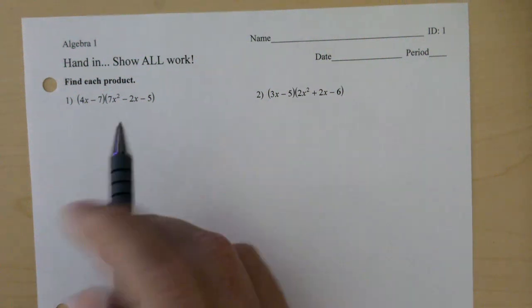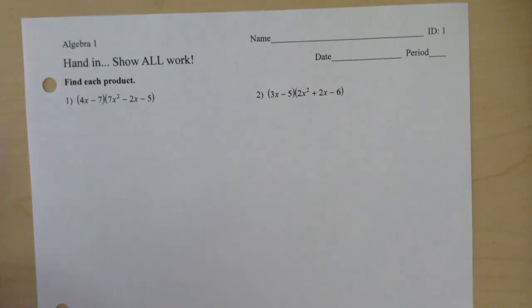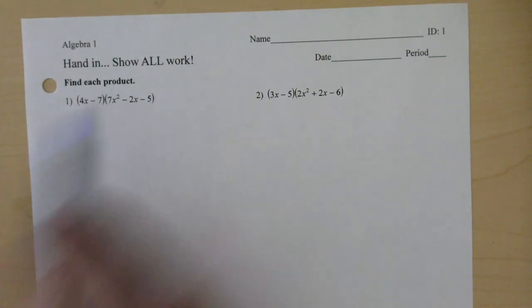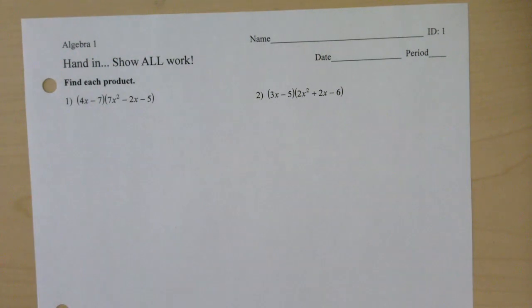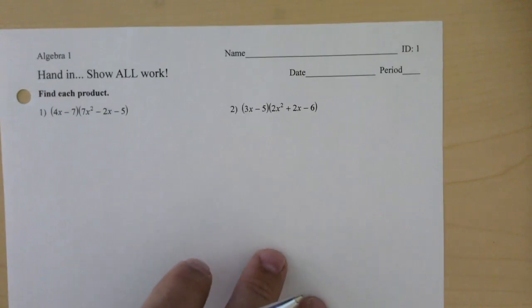Okay, I want to take you through where you're going to have a binomial times a trinomial. And at this level, that's as hard of a problem that we're going to do for multiplying polynomials. So 2 terms times 3 terms. You probably learned it using a box.